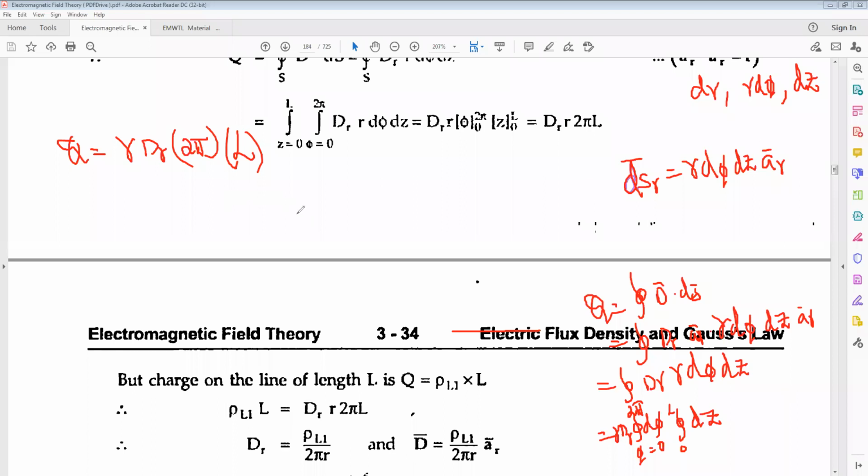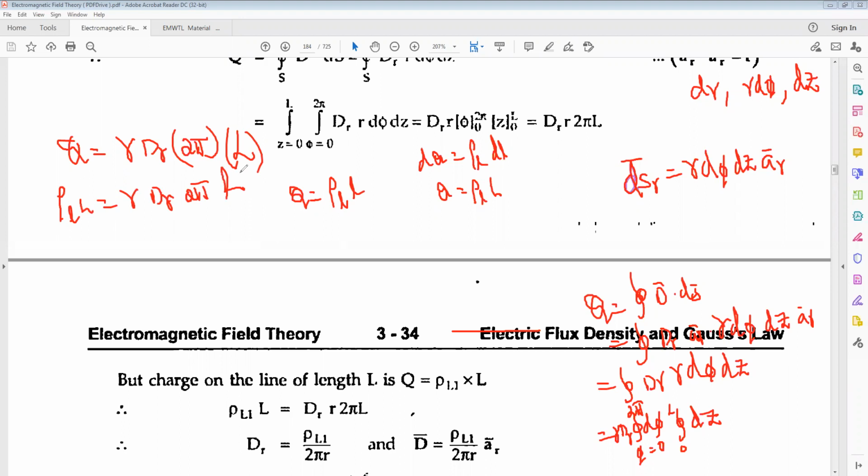But for the line charge, Q is equal to rho L into L. So rho L into L is equal to D r into r into 2 pi into L. Both sides L gets cancelled. Then we get D r is equal to rho L by 2 pi r, so D bar is rho L by 2 pi r into a r bar.